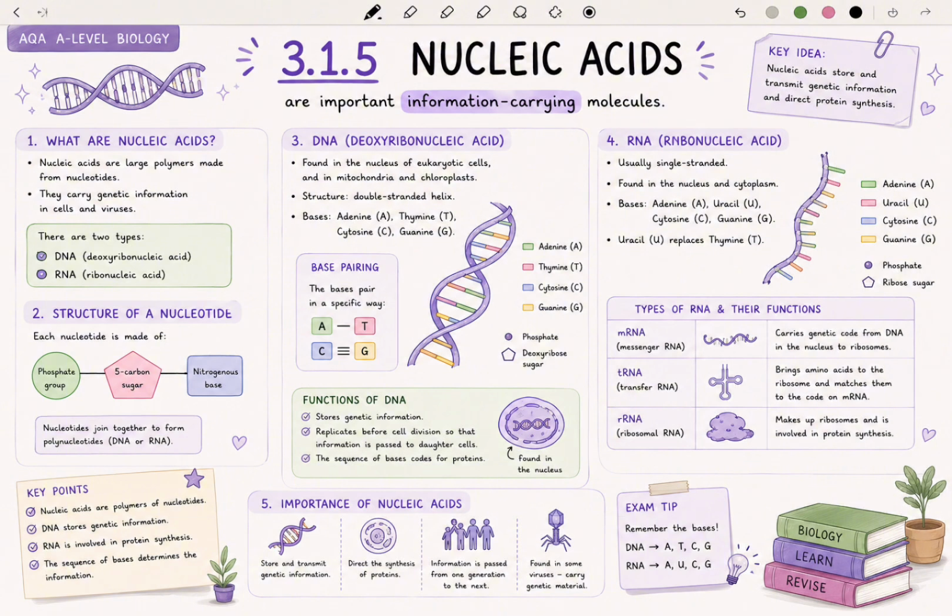RNA, on the other hand, is usually single-stranded and functions primarily in protein synthesis. Unlike DNA, RNA contains the sugar ribose and uses uracil instead of thymine. There are 3 key forms of RNA involved in protein production. Messenger RNA, or mRNA, carries the genetic code from DNA to ribosomes. Transfer RNA, or tRNA, transports amino acids to the ribosome and matches them to the genetic code. And ribosomal RNA, or rRNA, forms part of the ribosome itself and plays a catalytic role during translation.